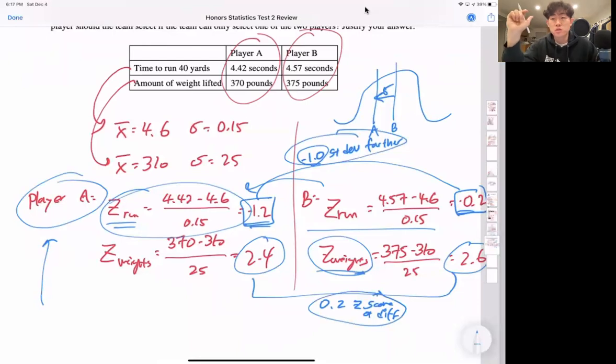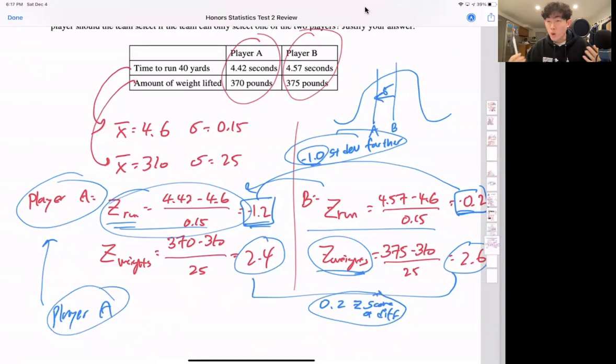If you read the descriptions of what I wrote down for you in terms of answers, that's all it's talking about: how you're comparing the z-scores, and how the z-score for player A is so much better in terms of running by a full standard deviation, a full z-score. Therefore, this is no competition. You want to use player A. If you're the owner of a ball club or any athletic team, you want to pick player A based on the statistics that you see.